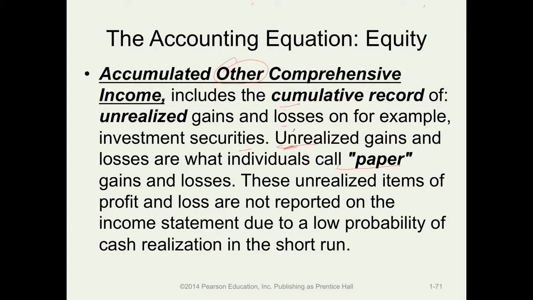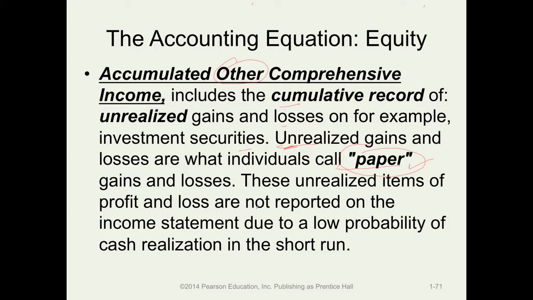So that if Google stock goes up, your wealth goes up. But since you didn't sell the stock, that is considered unrealized. These are sometimes known as paper gains and losses. So you might hear the term, I have a paper gain, or on paper, I've earned more because the stock went up.